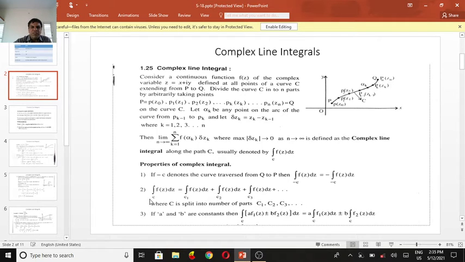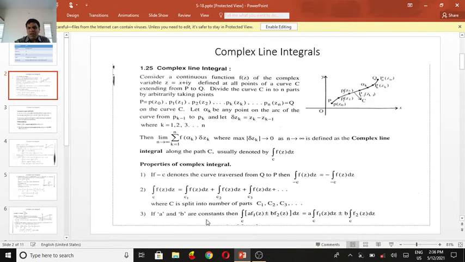The second property: if we divide the curve C into a number of curves C1, C2, etc., Cn, then the integral over C of f of z dz is equal to the integral over C1 of f of z dz plus the integral over C2 of f of z dz plus the integral over C3 of f of z dz, etc., where C is split into a number of parts C1, C2, C3, etc.